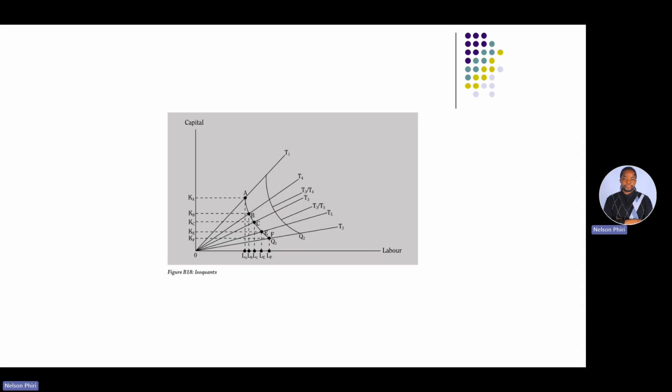So points A, B, C, D make an isoquant. They are all the same output level. However, we're using a different mix of labor and capital. T1 is the most capital intensive because we're utilizing a lot of capital there, and T2 is the most labor intensive because you're utilizing a lot of labor there. And we have different combinations of capital and labor in between, all of which are giving us the same output level. That's the important thing to note.